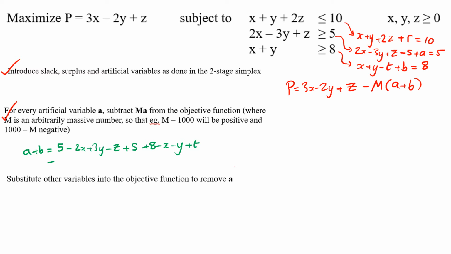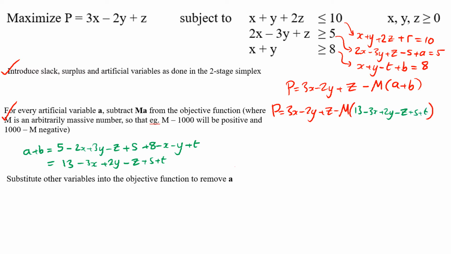Okay. And we can tidy that up to be 13 minus 3x plus 2y. Let me just double check. Yeah, that makes sense. Minus z plus s plus t. That's our value of a plus b. So we're now going to substitute that into our equation. We're going to say we've got p is 3x minus 2y plus z minus M lots of 13 minus 3x plus 2y minus z plus s plus t.